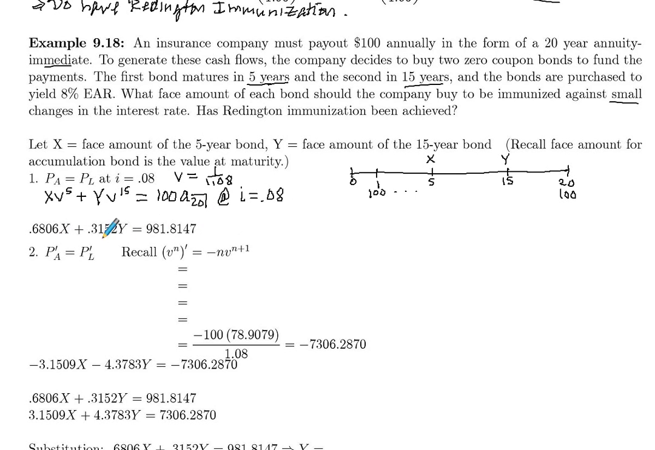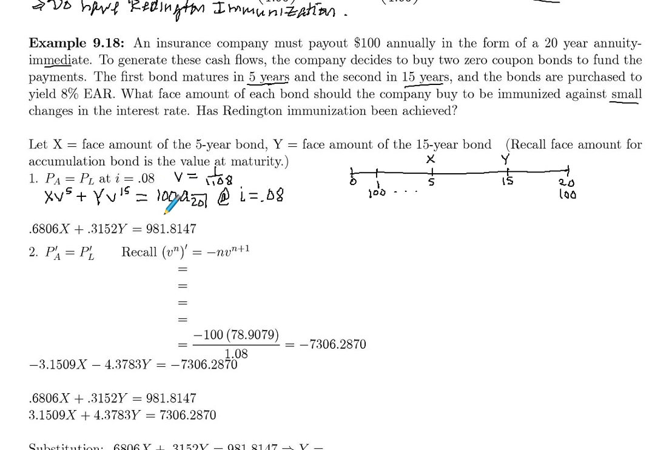So here we've got one equation and 2 unknowns. And that happened before. We're looking for another equation in the 2 unknowns. So the second condition of immunization is that the derivatives of the asset and liability cash flows have to equal each other. All right, so here's our asset cash flows. And our liability cash flow, well, we have to rewrite that one a little bit.